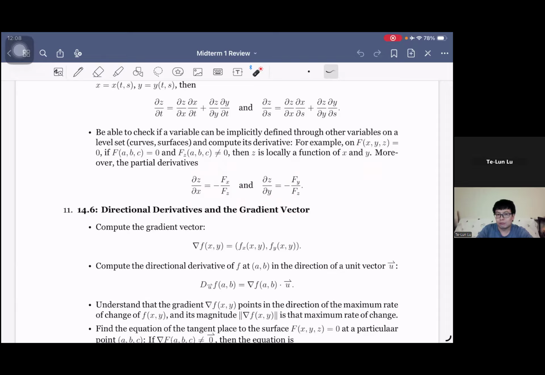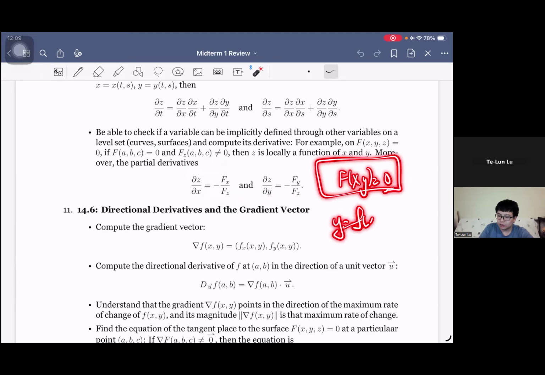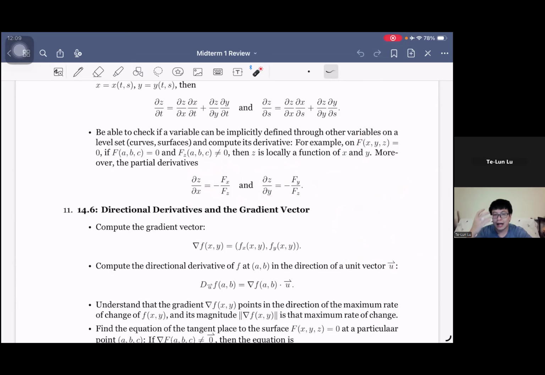And obviously the same argument works for a curve. So say you have a two-variable function and you're interested in its level set, then y can be locally solved as a function of x if f_x, or f_y at (a, b), is non-zero. Okay, so make sure you understand how to apply this implicit function theorem, and that list of formulas are really, really useful.